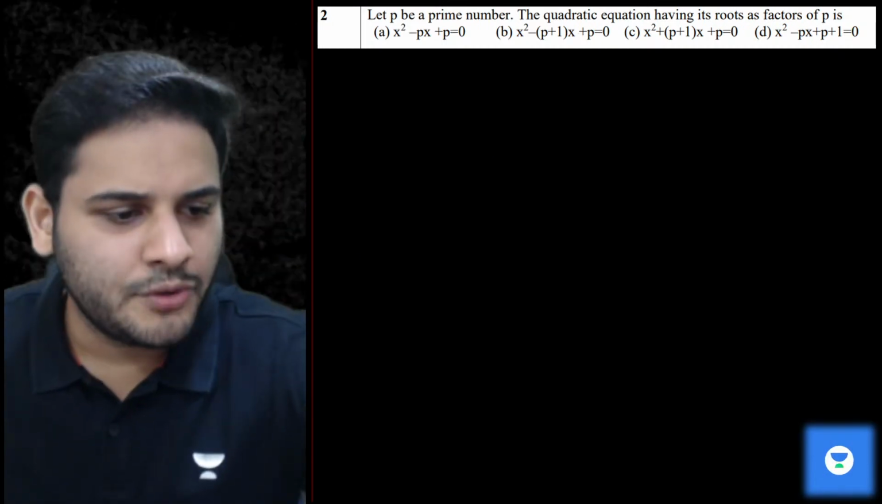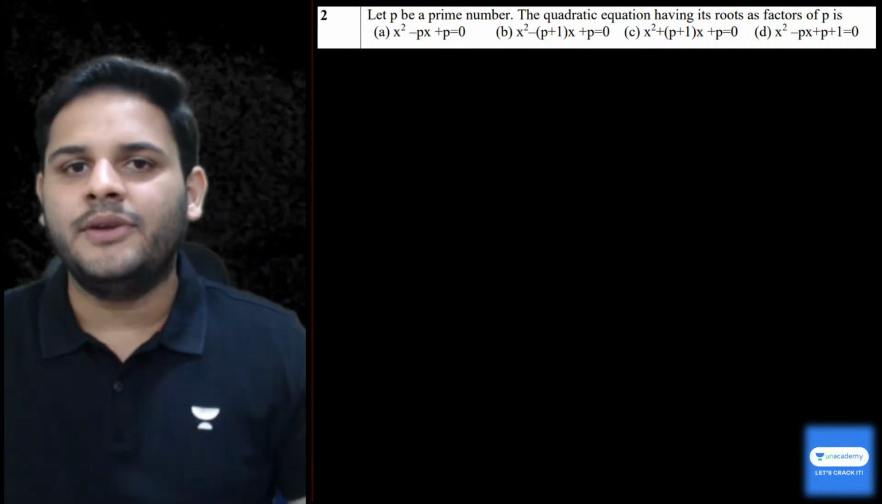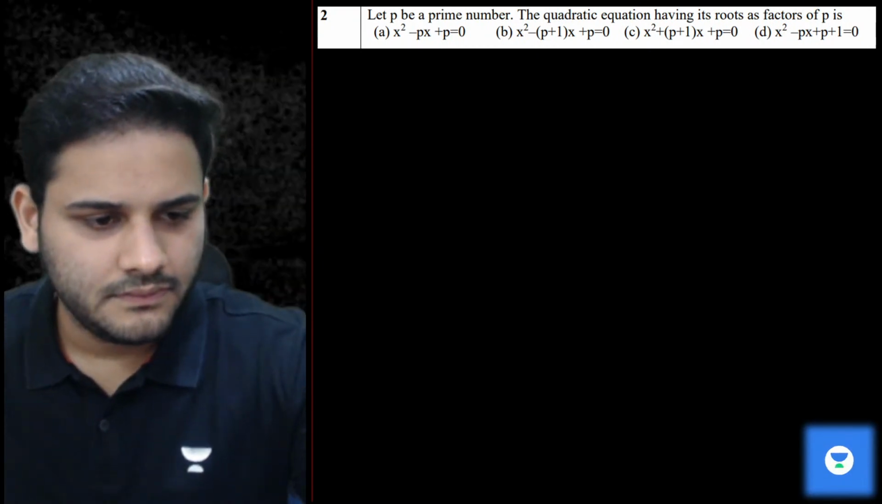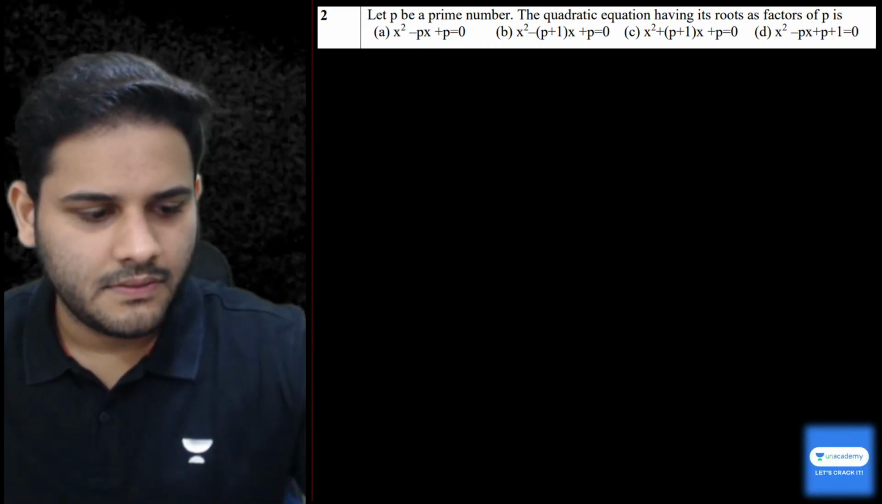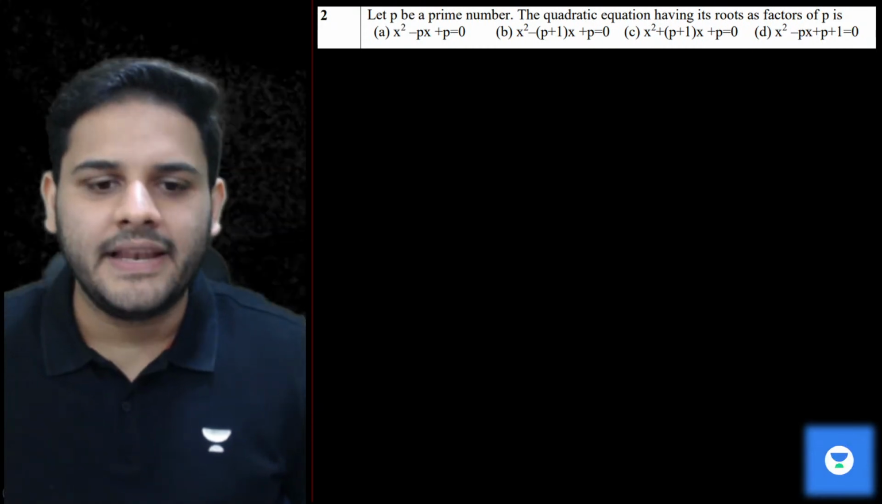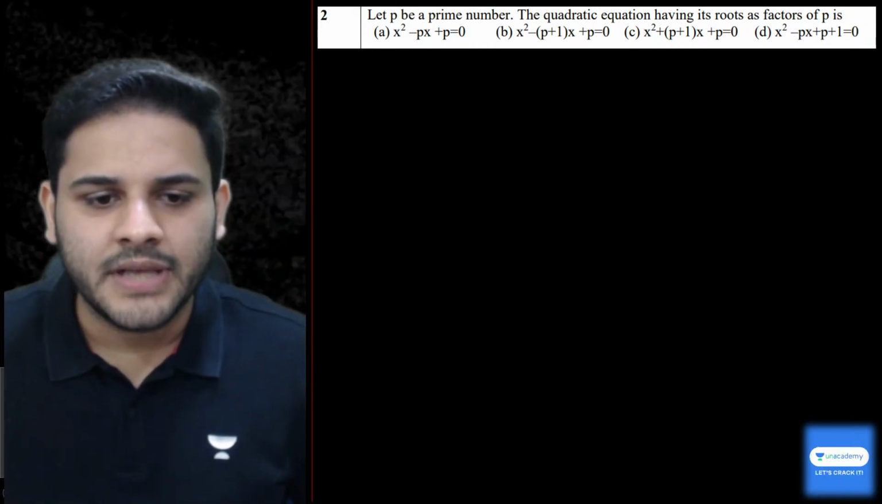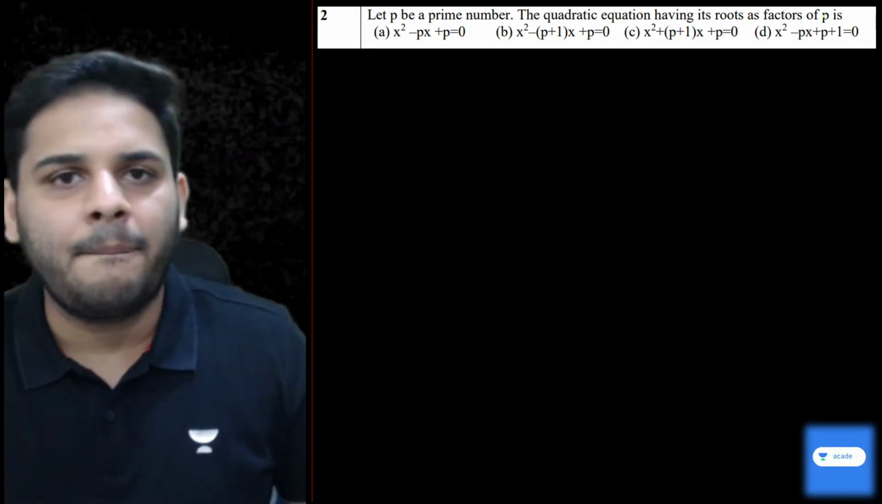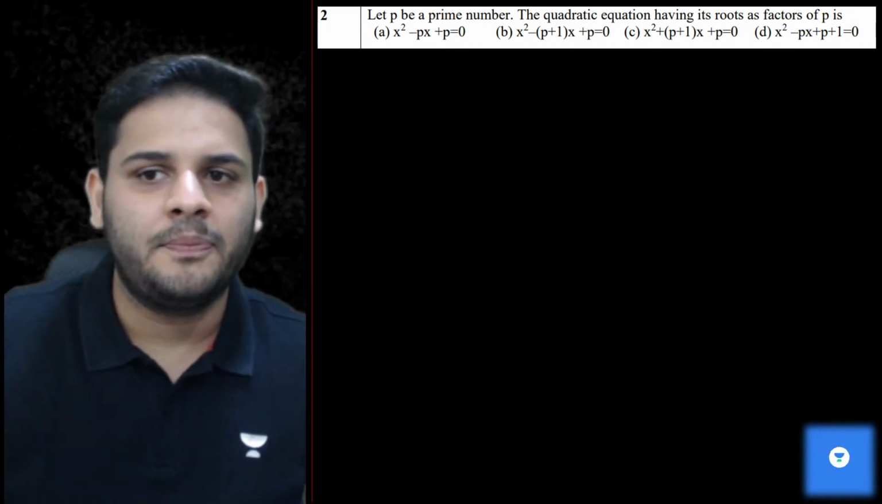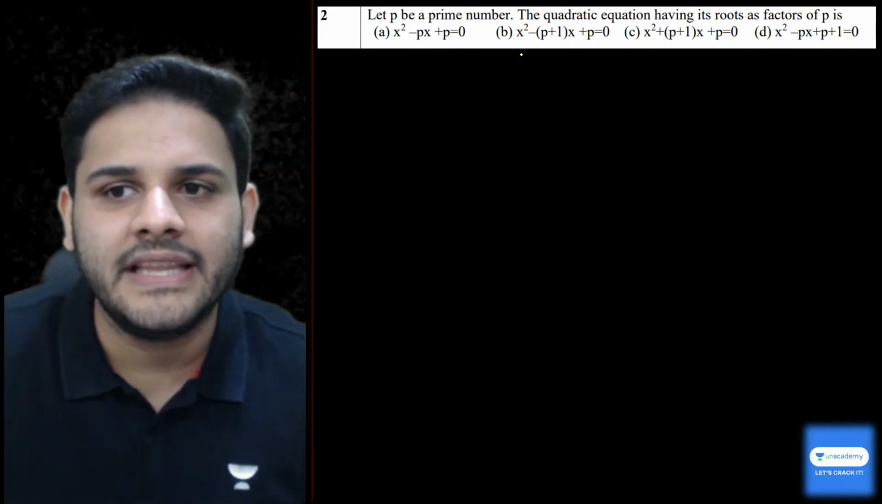So guys, what you have to do here is just substitute the value, right? Just substitute the value. So which value will you substitute? The value of P. If you write P in place of x, will you get the answer?